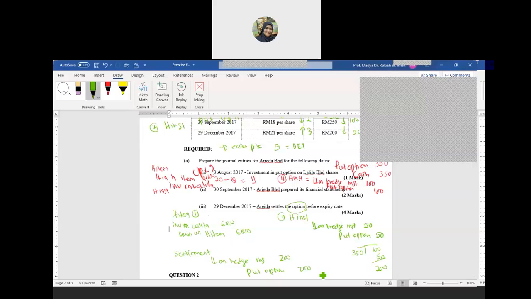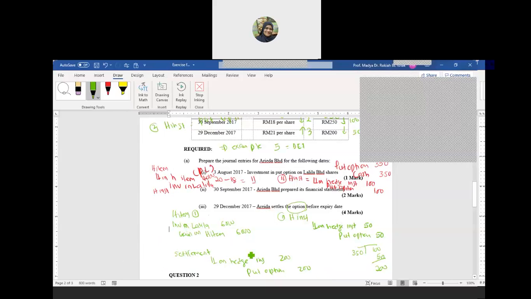Any questions that you have for this one? So you make a settlement before the expiry dates. So if you look at here, how much is the effect on your income statements? The question doesn't mention whether you sell the shares or not. Assuming that, because the question is not complete here, if you assume that you sell the shares, how much is the value of shares that you're going to receive for this one?